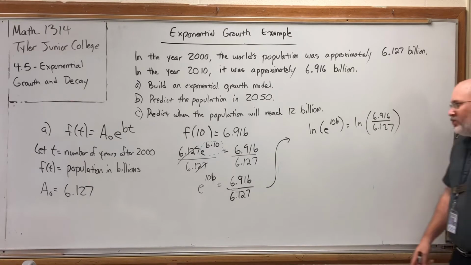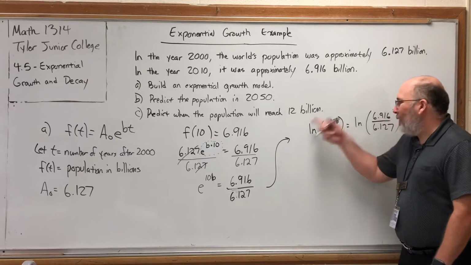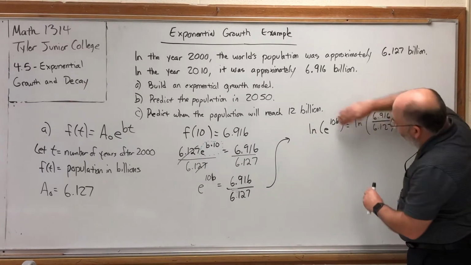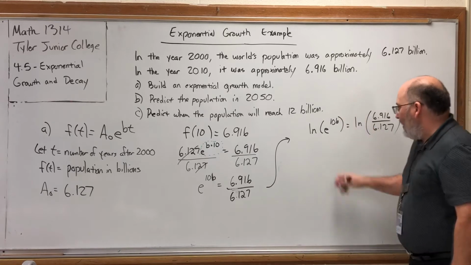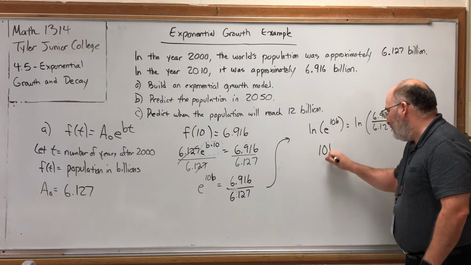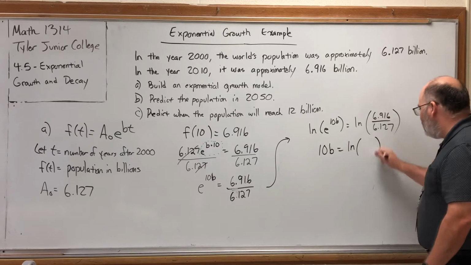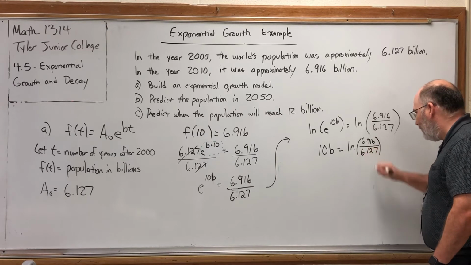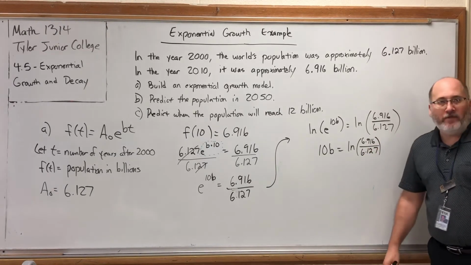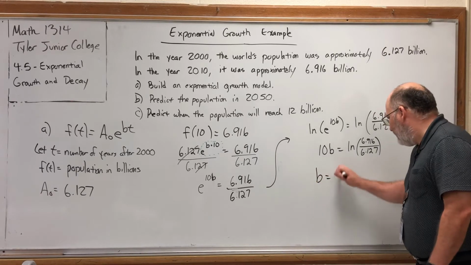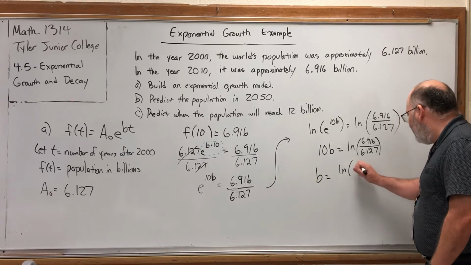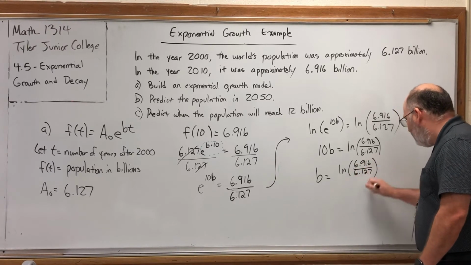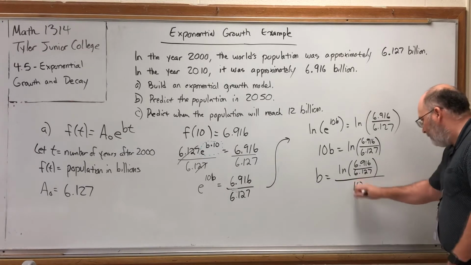The purpose of taking the natural log was to use the power rule and bring the power down off of the argument over here. When we do that, we'll be left with the natural log of e, which is equal to 1. So the left side simplifies all the way down to 10 times b. Still equal to the natural log of this fraction. 6.916, 6.127. At this point, I'm only one move away from figuring out the b. Divide both sides by 10. And we get b equals the natural log of 6.916 over 6.127. And then all of that is over 10.